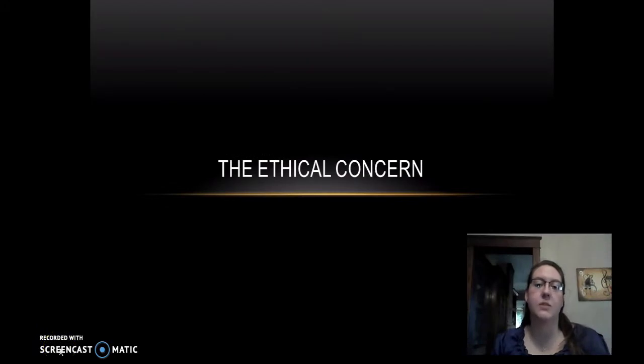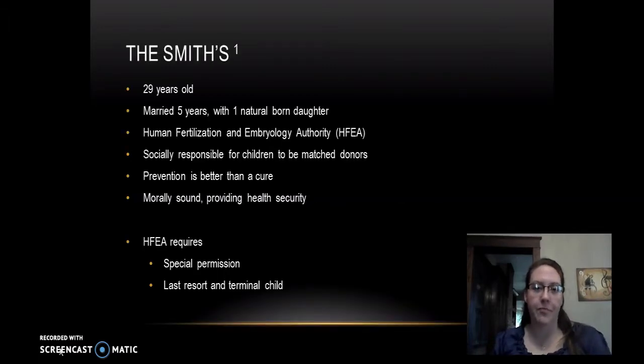Hey everybody, I'm going to be discussing the ethical concerns of designer babies or test tube babies. First, I want to tell you a little story that I read. The Smiths are a couple. They are 29 years old. They have one daughter who was born naturally, and they are hoping to have 4 other children.